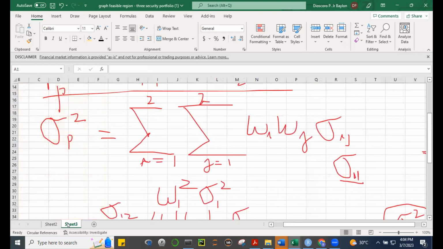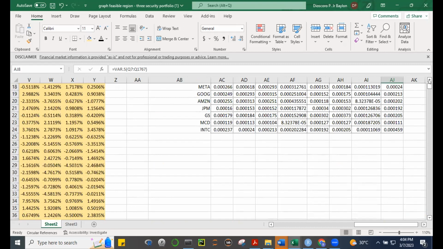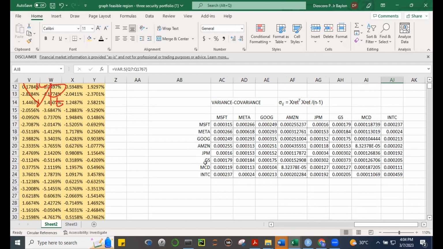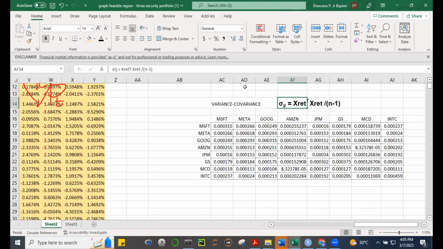Okay, because why do we need that? Because of this formula, class. You need the variance, you need the covariance. That's why we have this variance covariance matrix. Okay, so we'll stop there, class. This is a very important formula in finance, very important formula in investments, in portfolio management. So this one, XRET, the excess returns transpose times XRET over N minus 1. And this is not an ordinary algebra multiplication. This is what we call matrix multiplication.